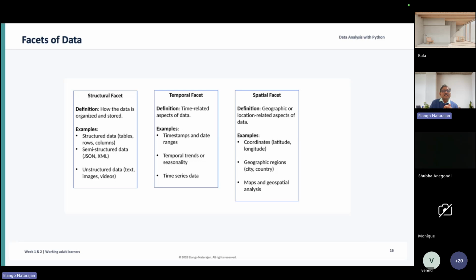There are many structural facets as well. Sometimes the data may be completely, fully structured data. Sometimes it will be semi-structured data. Sometimes it will be unstructured data. I'll give an example here. You have a QR code. The QR code is data, but it is not in the form of numbers. It is not in the form of categorical data. It is an image. It is what is called unstructured data.